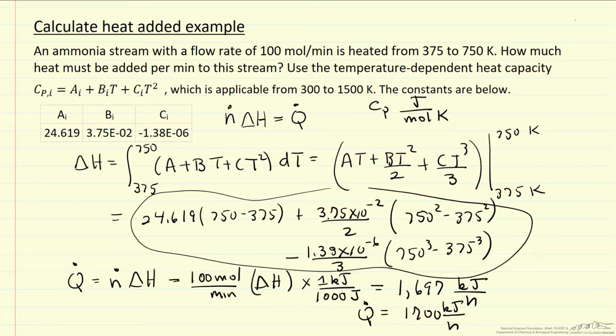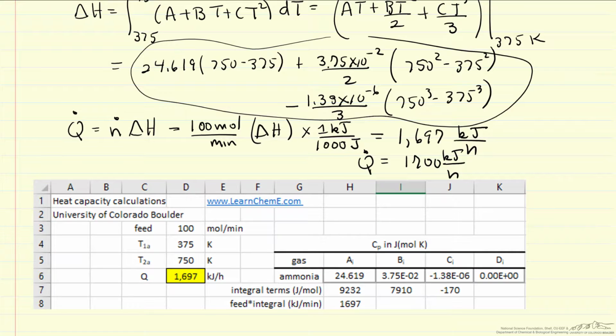So let's look at the spreadsheet. So here's the spreadsheet where I put in the values and then calculate each of these terms, and got the integral converted to kilojoules, in this case kilojoules per minute. And so the spreadsheet will be stored on the LearnChemE website.